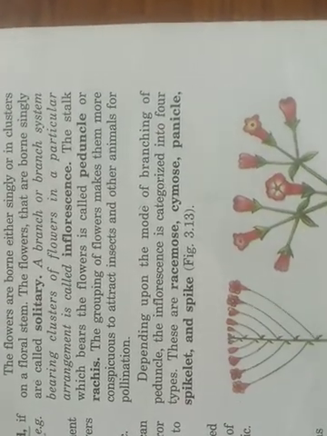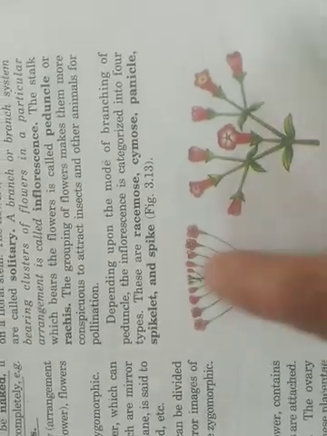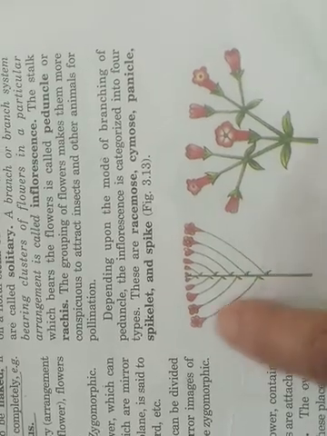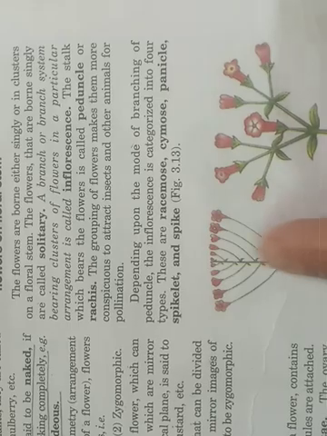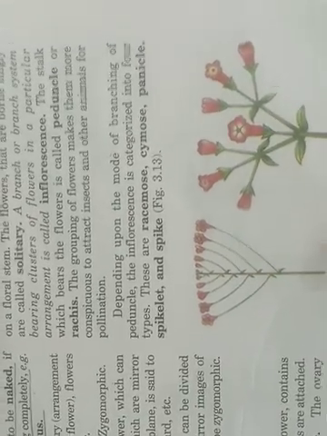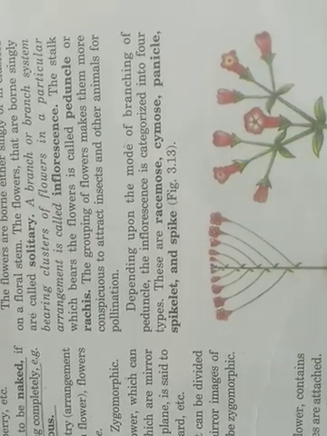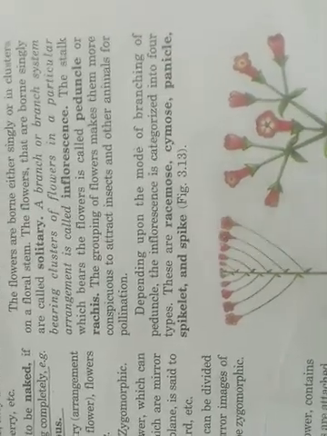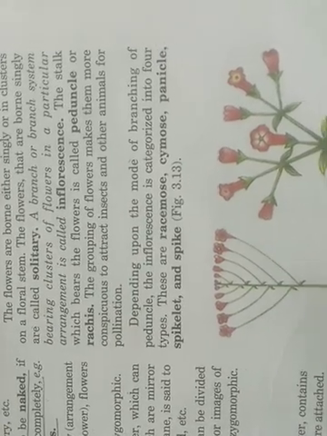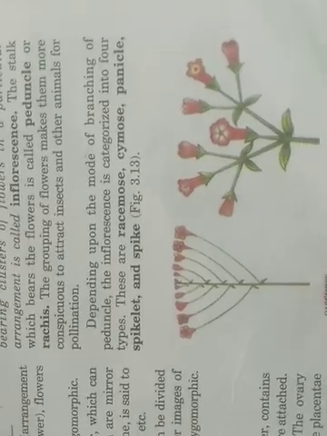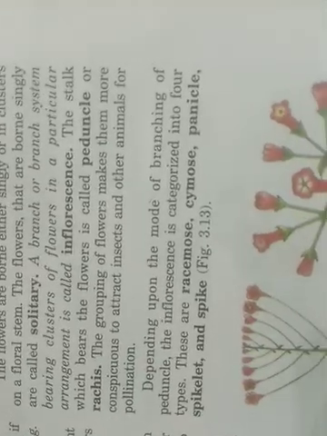The stalk which bears the flowers is called the peduncle or the rachis. See here, this is one stalk and a lot of flowers are borne on it. A cluster of flowers is borne on this. So this stalk is known as the peduncle. Peduncle means a stalk bearing a cluster or a group of flowers. If only one flower is present, then that stalk is known as the pedicel. But here a group of flowers are borne on this stalk, so this stalk is known as the peduncle or the rachis.